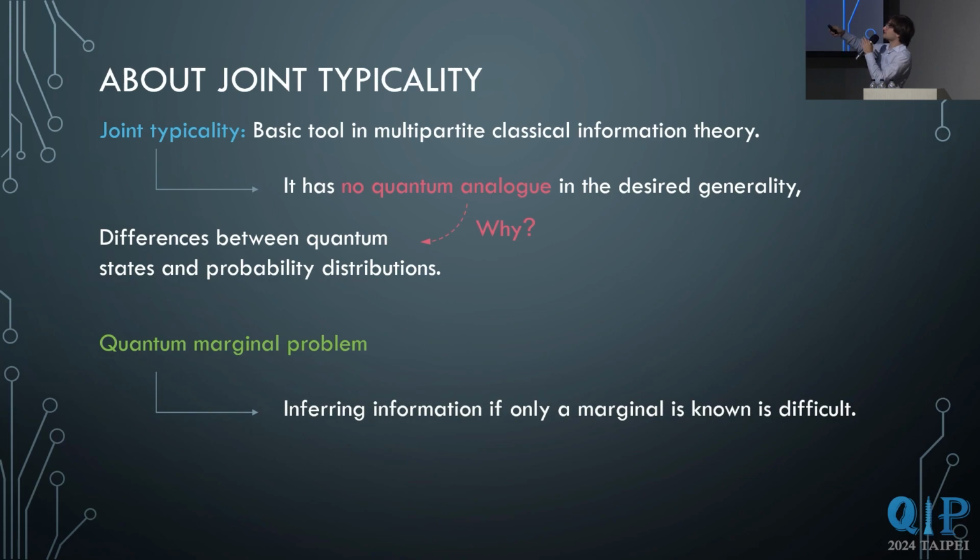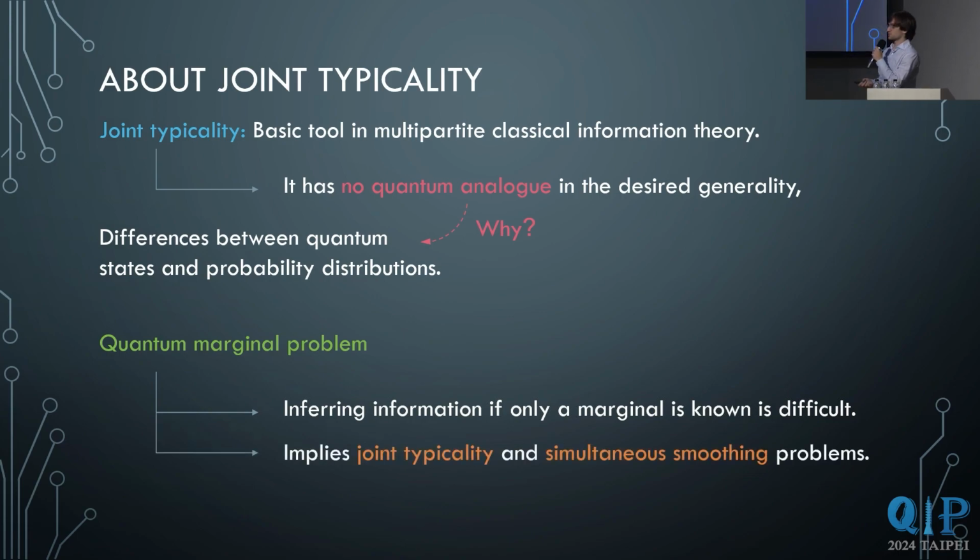So this quantum marginal problem reduces to this joint typicality problem, and also to simultaneous smoothing, which is something quite similar that I will explain in just a few slides. I really think that the best way to understand all this is to go straight ahead and try to solve one of these quantum primitives, and we will stumble upon the problem, and then we will try to bypass it with this trick that I want to present.